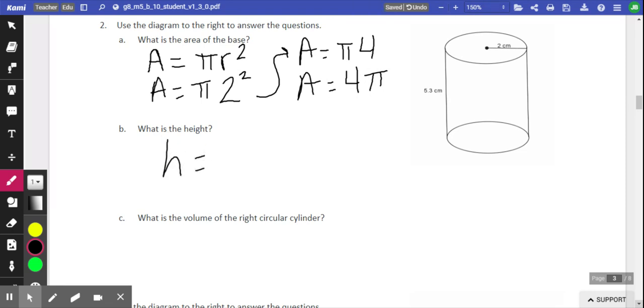Okay, and then here, the height. What is the height? Height is going to be 5.3. This is going to be centimeters squared. This is going to be centimeters.